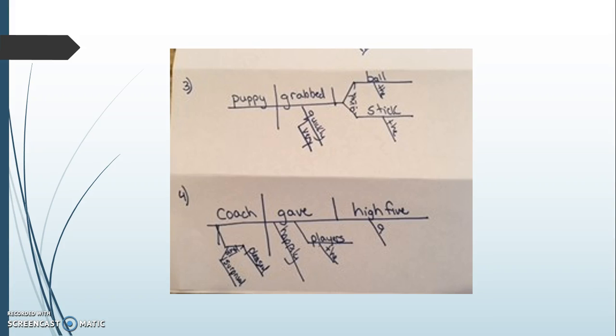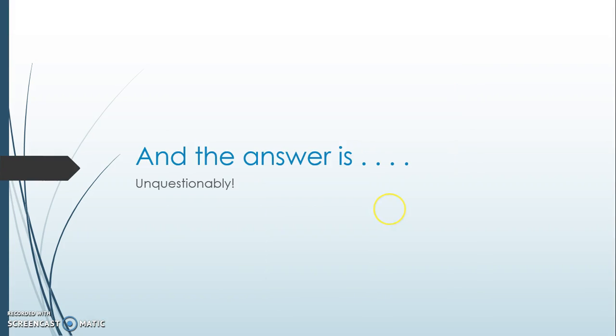All right, now the moment you've all been waiting for, the answer to the question about a word with all the vowels. And the answer is, drum roll please, unquestionably.